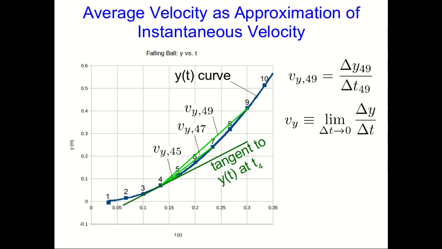Now notice that those averages we've calculated, the 4.9 average, the 4.7 average, the 4.5 average, are getting closer and closer to that tangent line. So this limit, as we let delta t get smaller and smaller, is getting closer and closer to the actual slope we want, which is the tangent at t4. This is what we define as the derivative.